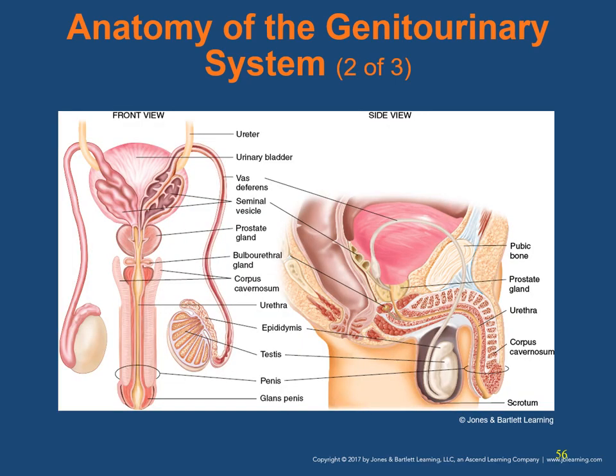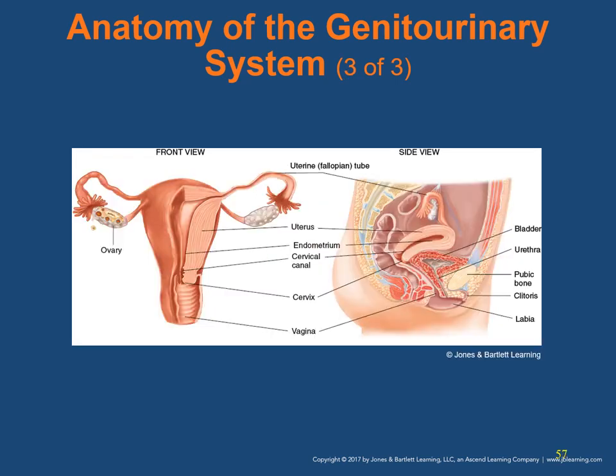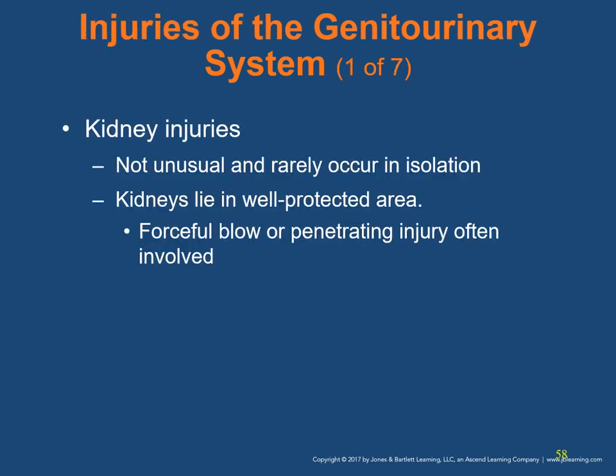The figure shows the organs of the male reproductive system. The figure shows the organs of the female reproductive system. Injuries to the genitourinary system. Kidney injuries are not unusual and rarely occur in isolation. A forceful blow or penetrating injury is often involved. Less significant injuries can result from an indirect blow or even a football tackle.